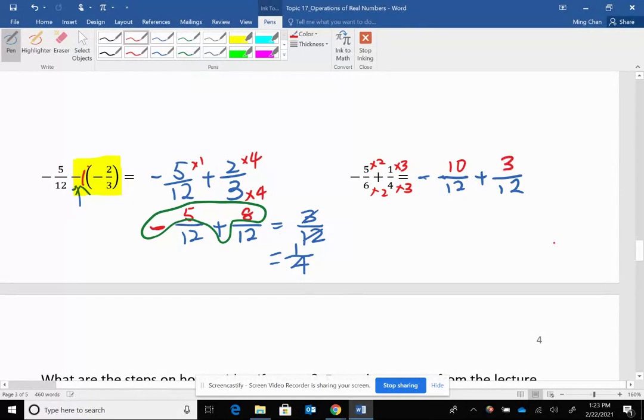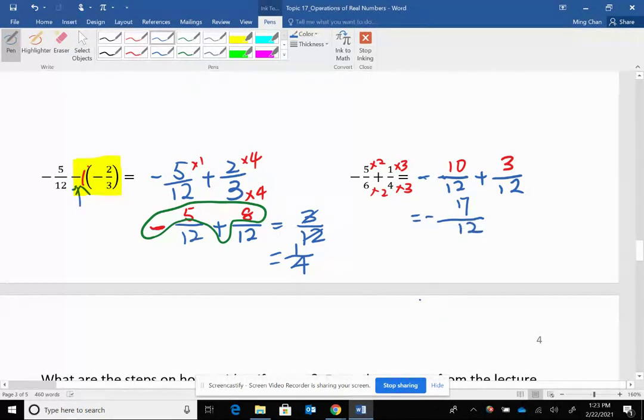So this problem now, when I'm combining the numerators, I say -10 plus 3. These two terms have different signs, so we will subtract. When you normally subtract 10 and 3, you get a 7. But I got more negative than positive, so my answer will be -7/12.